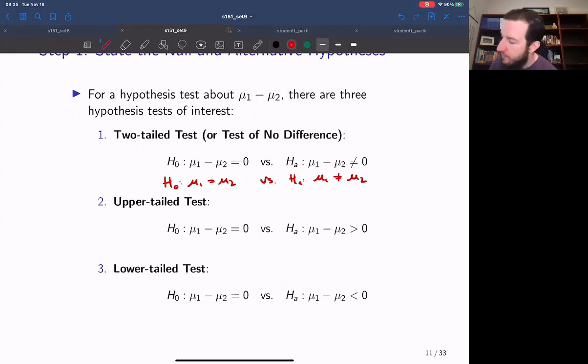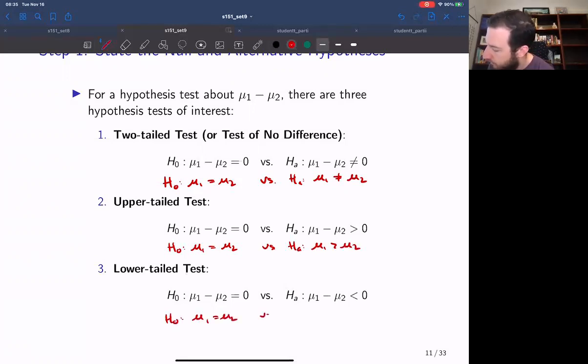The same thing with these tests. So we can go mu one equals mu two versus HA, mu one is greater than mu two. Or we can go mu one equals mu two versus HA, mu one less than mu two. So these are all equivalent. So in each case, you can write the null and the alternative in either way.